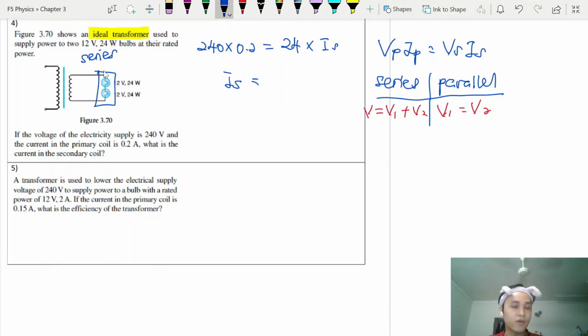Okay, so you need to be careful of the circuit that they are using. Look carefully whether it's series or parallel. You need to remember the relationship here. So your secondary current here, if you were to calculate 24 divided by 12, is it 2? Yeah. So the current here is 2 amperes. Just to show you this one, the important thing here.